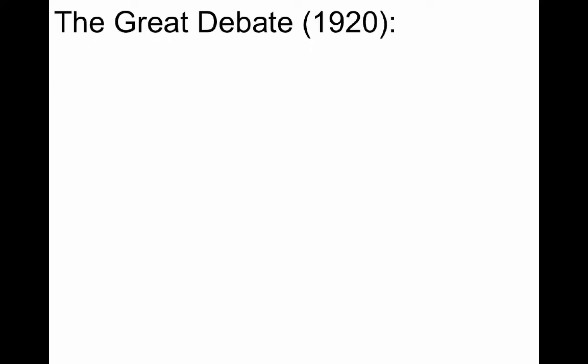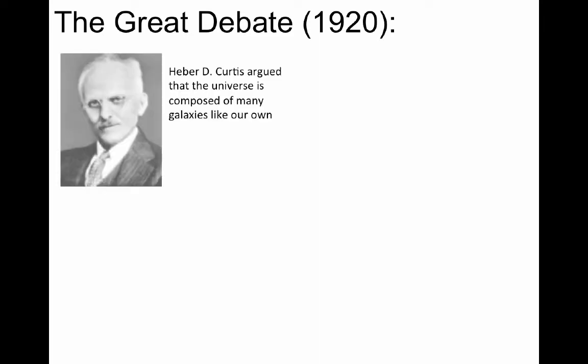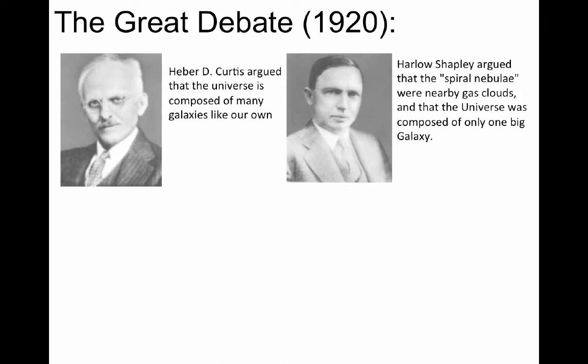The debate as to whether our galaxy was all there was or whether there existed other galaxies went on for some time, and in particular a debate between two people became known as the Great Debate. Heber Curtis argued that the universe is composed of many galaxies like our own, while Harlow Shapley argued that the spiral nebulae were just gas clouds that were close by, and the universe was composed of only one big galaxy.